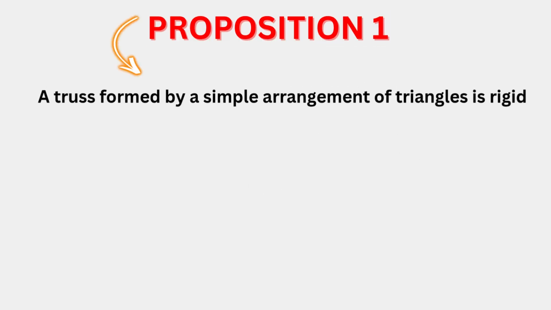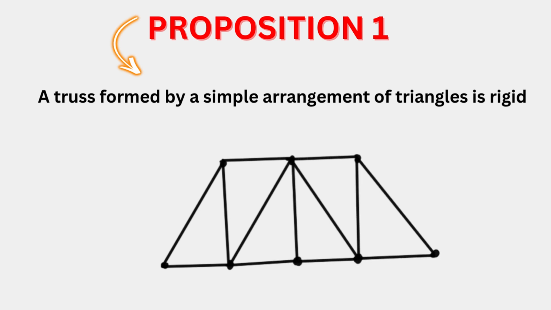Let's start with the first proposition. If a truss is formed by a simple arrangement of triangles, it is rigid. When we add diagonals and create triangles inside a frame, the structure becomes stable.